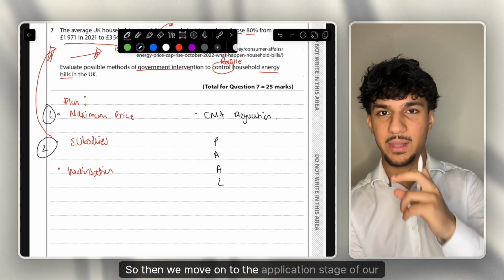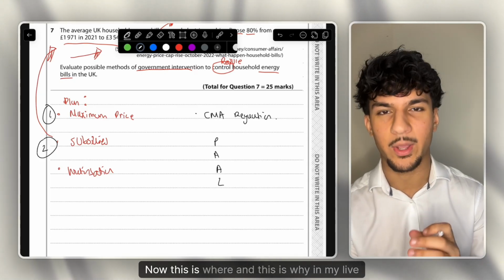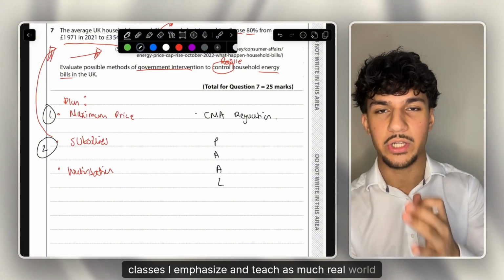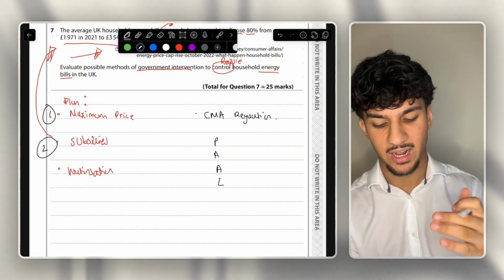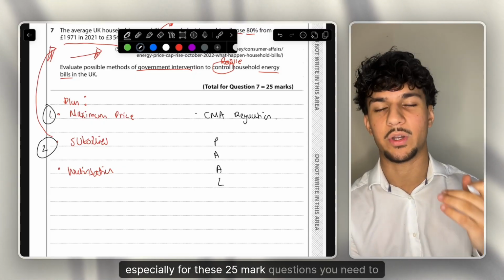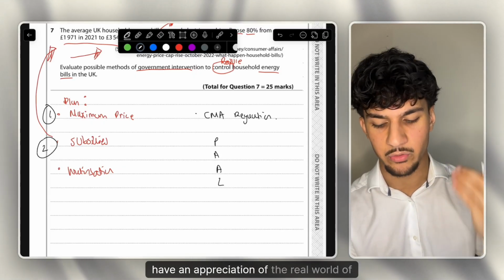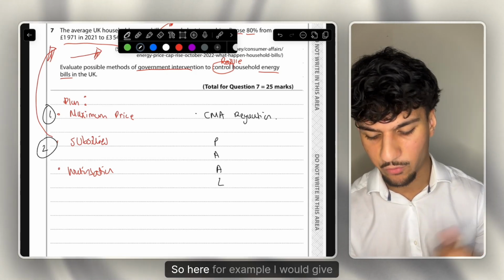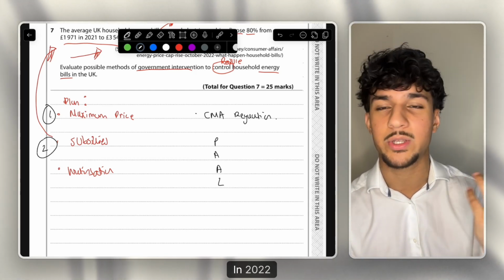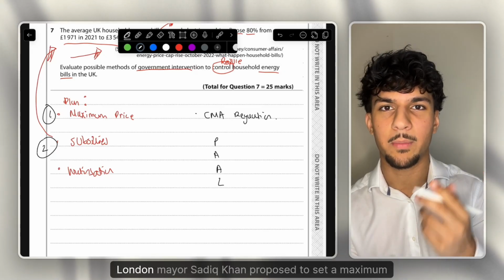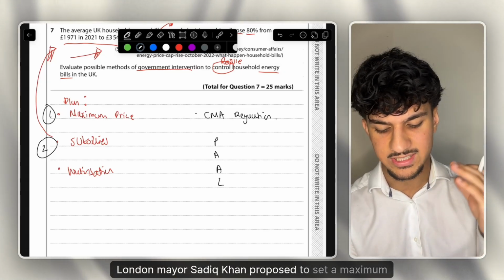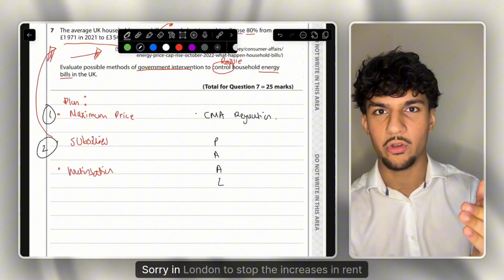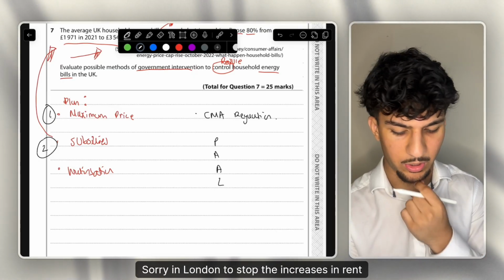Then we move on to the application stage of our paragraph. This is why in my live classes I emphasise and teach as much real world application as possible, especially for these 25 mark questions. You need to have an appreciation of the real world of economics, and you will be exposed if you do not know any examples. So here, for example, I would say that in 2022 the London Mayor Sadiq Khan proposed to set a maximum price on rent in London, to stop the increases in rent prices.